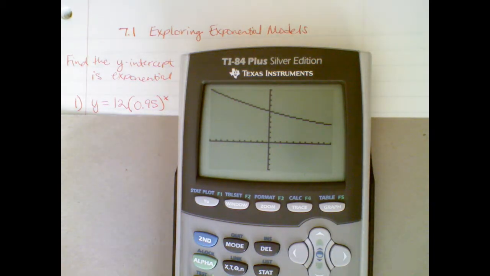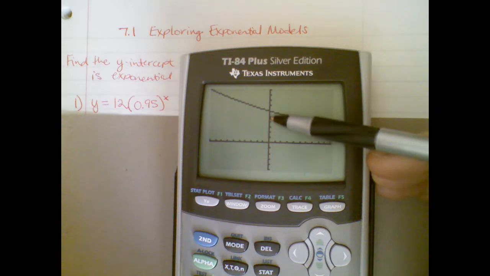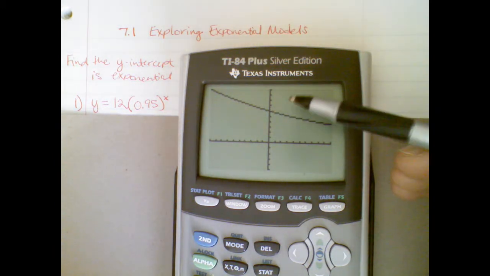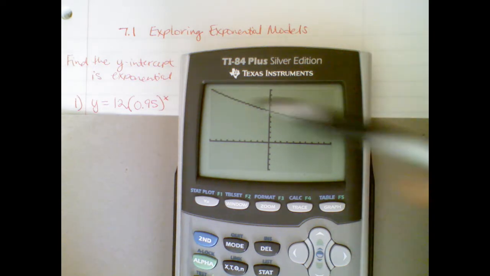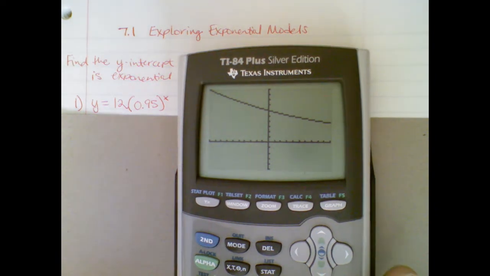Alrighty, so the first part wants to know the y-intercept, so we're counting by twos. So if we count up, we have 2, 4, 6, 8, 10, and 12. So the y-intercept would be 12. And then notice how it curves down, so it would be exponential decay. If it was curving up, then it would be an exponential growth. So for this one, we would say the y-intercept is 12, and it is an exponential decay.